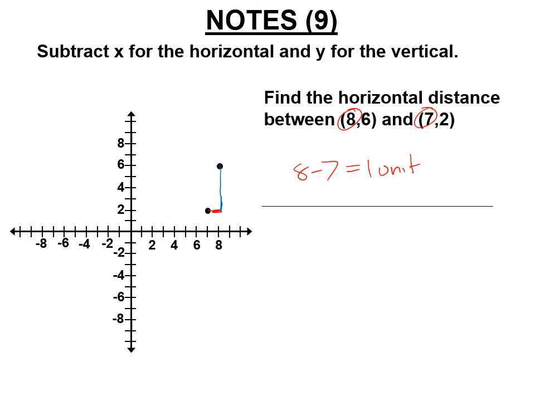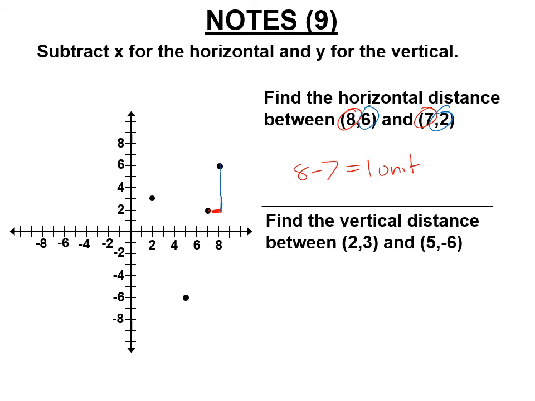To find the vertical distance, you subtract the y coordinates. So that is, oops, I said find the horizontal distance there. So the next one is, oh, I see, I didn't do this. So I said just find the horizontal distance, 1 unit. The vertical distance would have been 6 minus 2, 4. Right here, you're going to find the vertical distance.